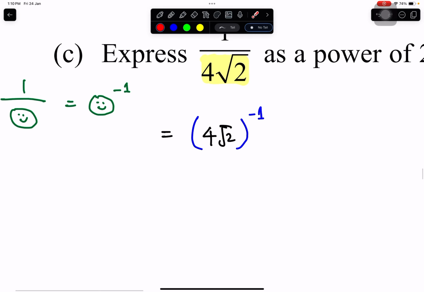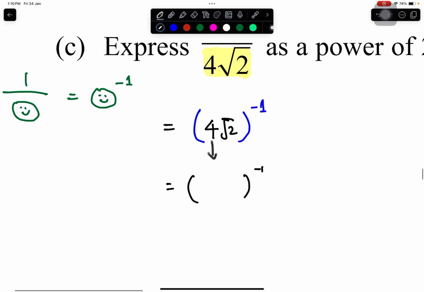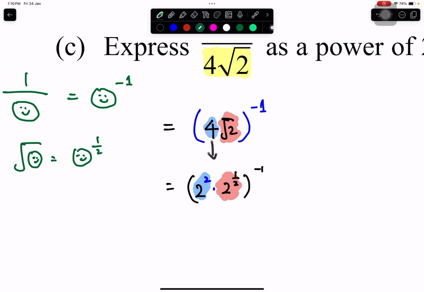So now this 4 is what? The 4 we know that it's a 2 squared, right? So we can then change that into a 2 squared, okay? Times the what? Times the root 2. Now let me highlight it first. This 4 is this 2 squared, okay? And this root 2 will be right here. That will be 2 to the power of 1 over 2, right? Because we knew that square root of something equals something to the power of 1 over 2, okay?